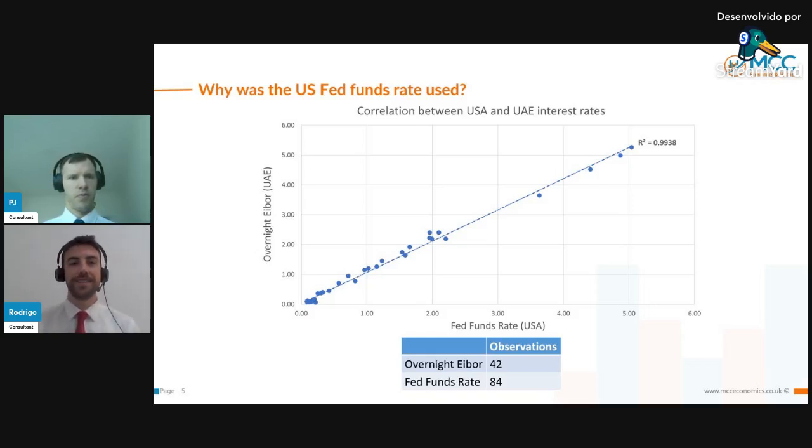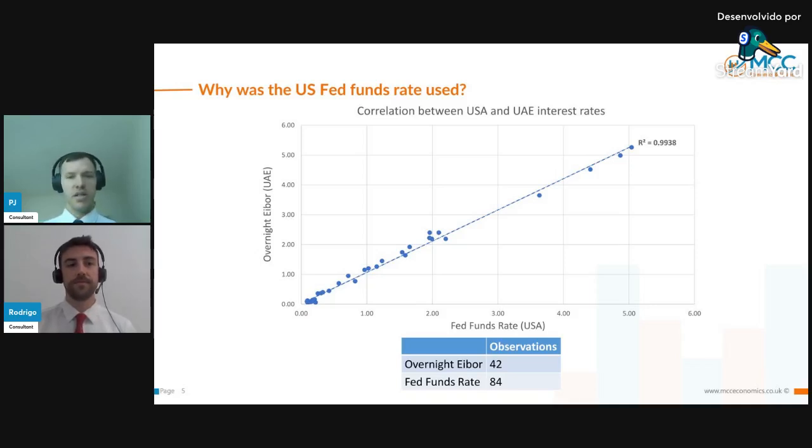As you can see here, there's an almost 100%, a 0.99 R-squared. It's about a 98% correlation between the UAE and the USA interest rates, as we expected. So using that, we decided to go with the Fed funds rate for the estimation of the model. And this is why you've got a table that shows 42 observations for EIBOR and 82 for the Fed's funds rate.